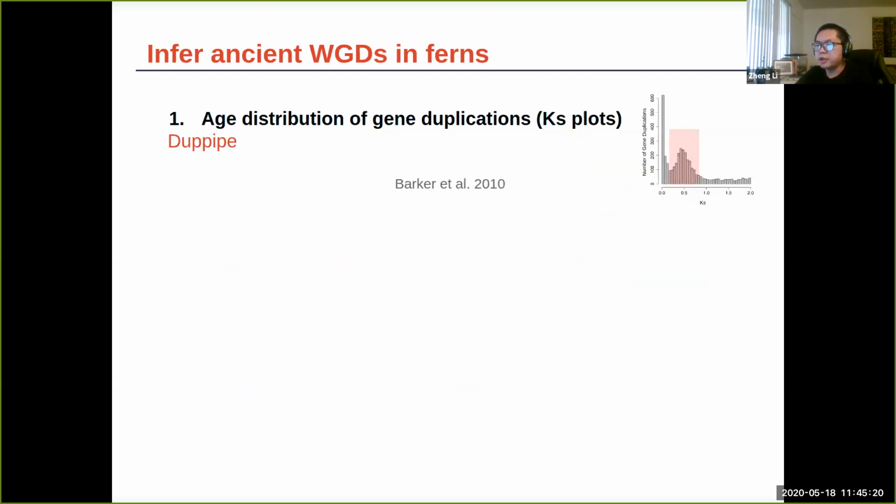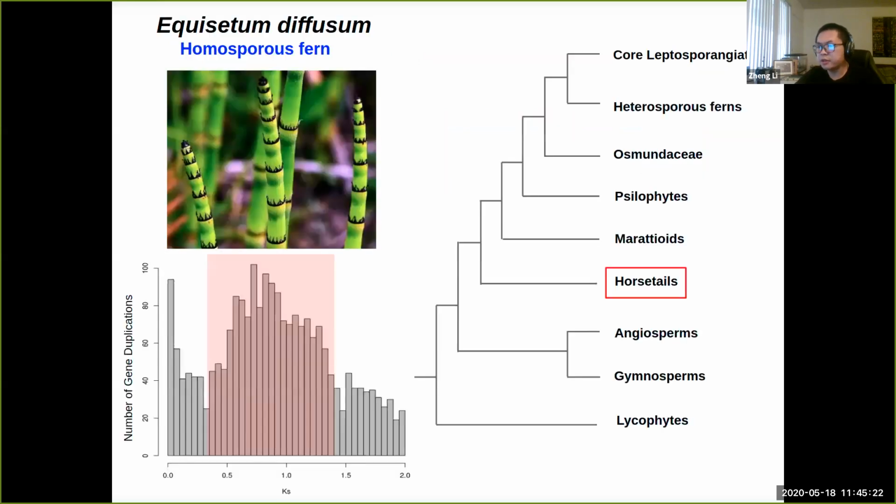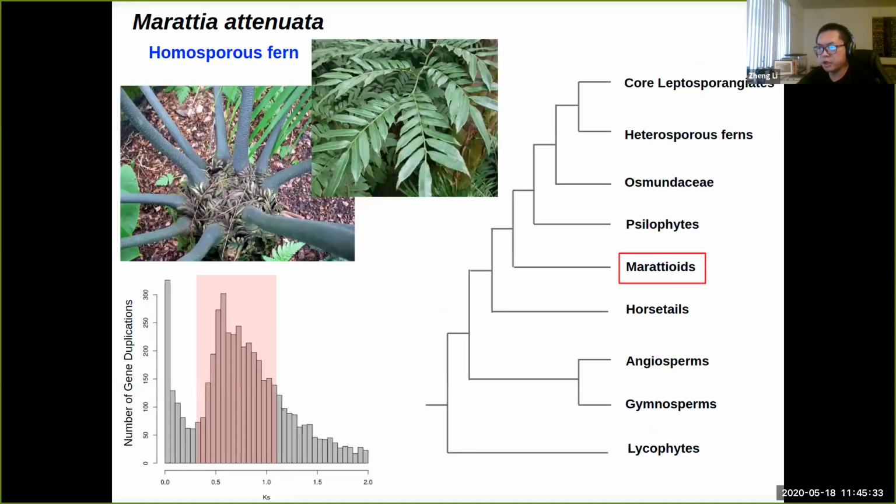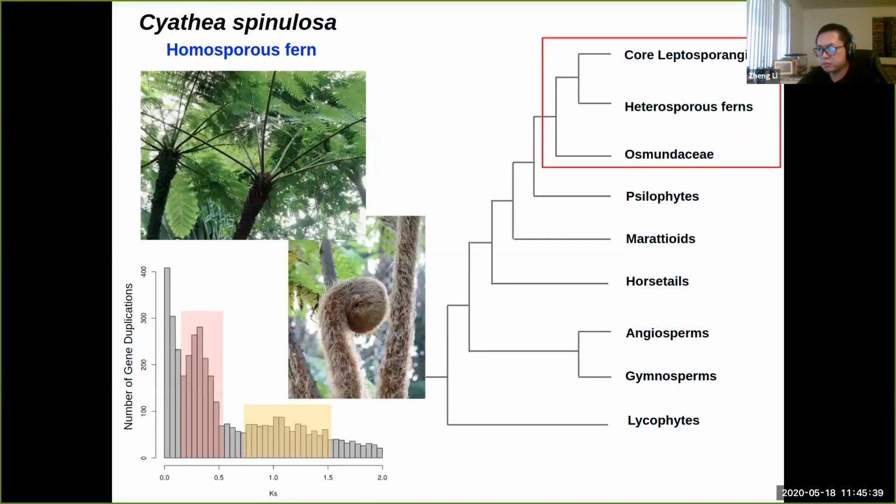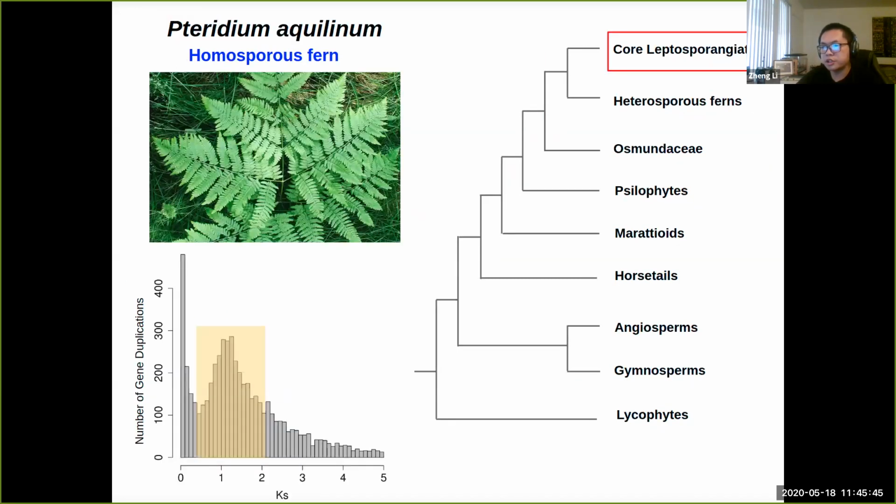So for DupPipe, for the Ks plot, this is what we have. For example, in the Equisetum transcriptomes, we do observe peaks associated with a whole genome duplication event. In Marattia, we also see a whole genome duplication event. And in tree ferns, we see two rounds of whole genome duplication. And in Pteridium, we also see a peak associated with a whole genome duplication event.